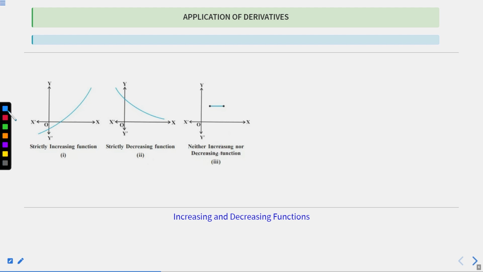Now see from diagrams. Strictly increasing means, as you can see, the graph is always going upward. Strictly decreasing means the graph is always going downward. Neither increasing nor decreasing means it is not going upward or downward, it is just constant. So neither increasing nor decreasing is a constant function. Clear? Let us move next.